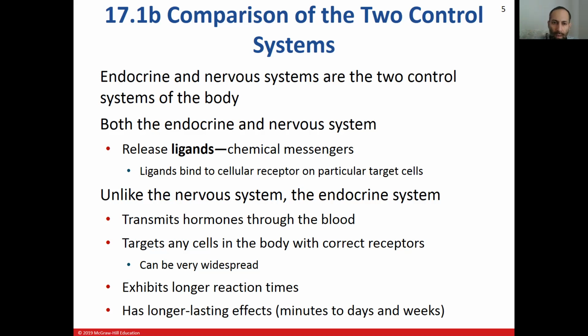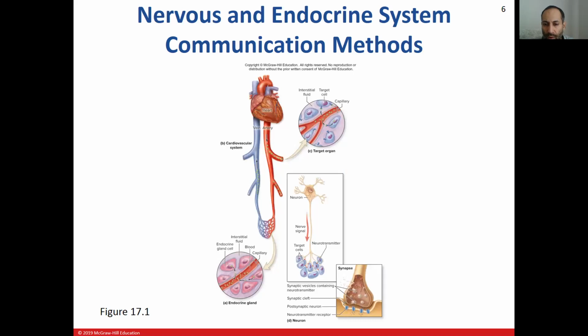Okay. All right. So that's pretty much what we are looking at here. And one more thing is a comparison here between the endocrine system and the nervous system. So how are these two the same, similar, and how are those two different? That's what we are looking at. So there's quite a few differences and there are quite a few similarities. Let's start with the similarities.